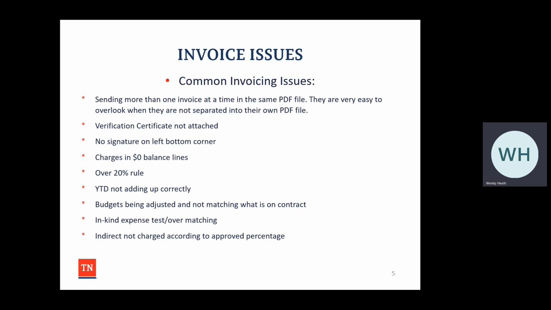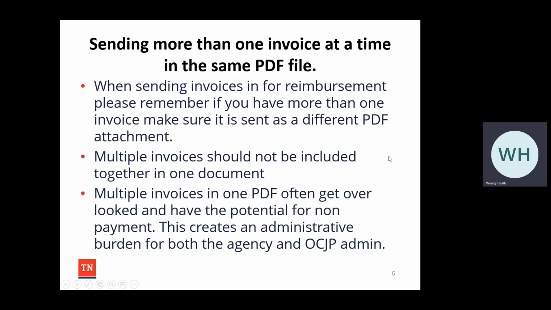Another issue is going over the 20% rule. Then there's year to date not adding up correctly, budgets being adjusted and not matching what's on the contract, in-kind expense tests or overmatching, and indirect costs not charged according to the approved percentage. So we'll go over each one individually, starting with sending more than one invoice at a time in the same PDF file.